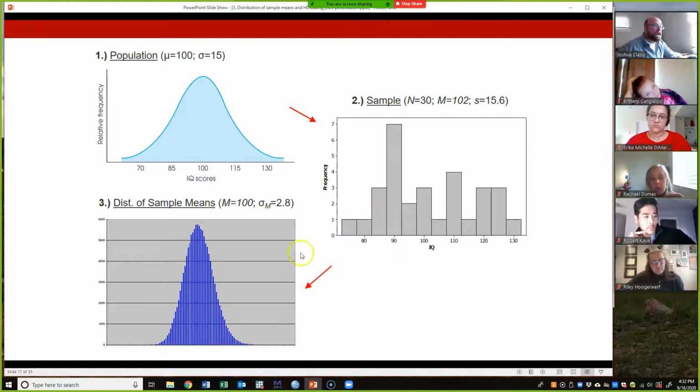But if I create a distribution of sample means of sample size 30, what I'm going to get is a distribution of sample means. This is the distribution of the average IQ score for all samples of 30 that could be pulled from the population. And I find that the mean of my sampling distribution, or the expected value of the mean here, is identical to my population mean. And I have my standard error here.